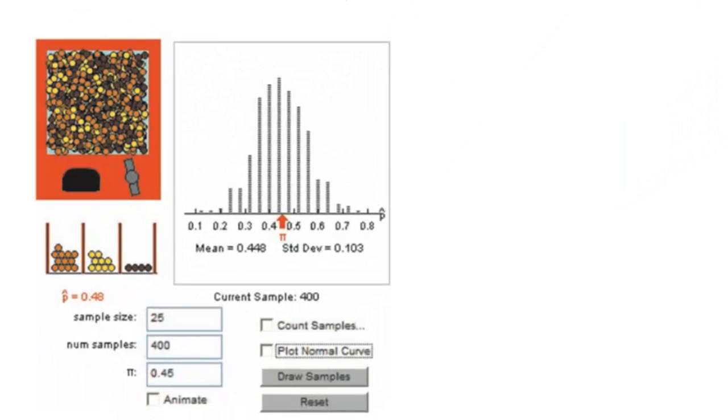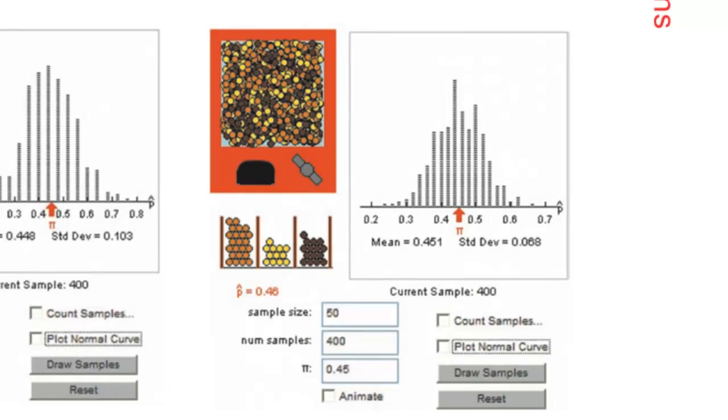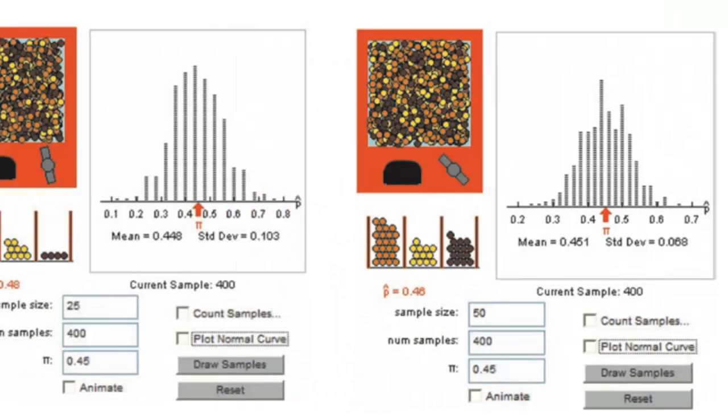For this first example, you can see at the bottom, the sample size is 25, the number of samples taken is 400, and the true population parameter is 0.45. They call it pi here instead of p. You can see the p-hat for one of those samples ends up being 0.48. If I graphed all 400 samples, the plot would look like this. Here's an example where the proportion is still 0.45, but this time the sample size is 50. Take a look and compare the shape, center, and spread of these graphs.